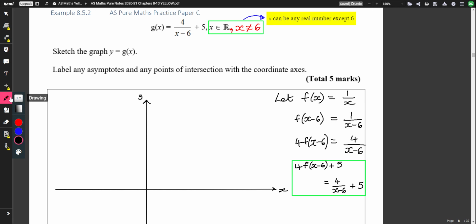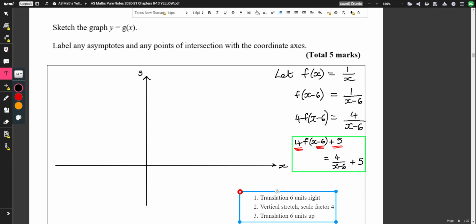So that helps me to identify the transformations that need to take place. So we've got the minus 6 inside the brackets, translation 6 to the right, and then the 4 multiplying f, that is going to multiply the y values by 4. That'll stretch it in the y direction. And finally, the plus 5 at the end adds 5 to all the y values, so it moves it up by 5 units. Okay, so here are the 3 transformations that we need to do.